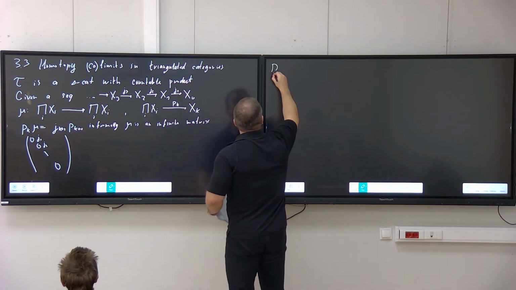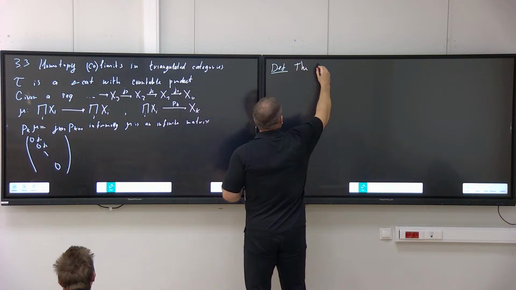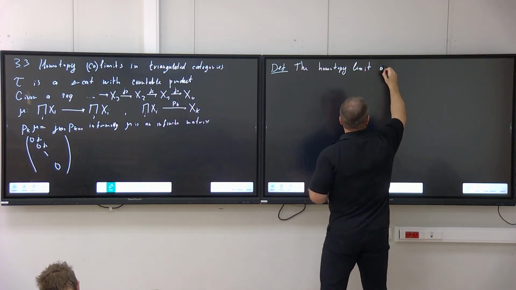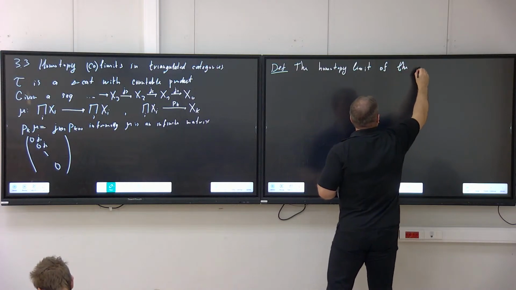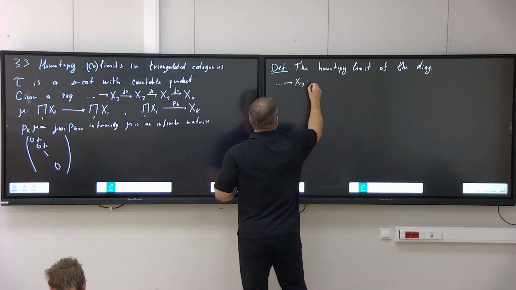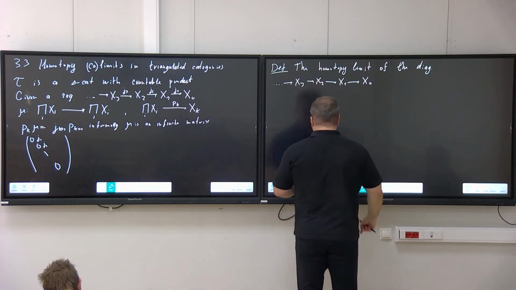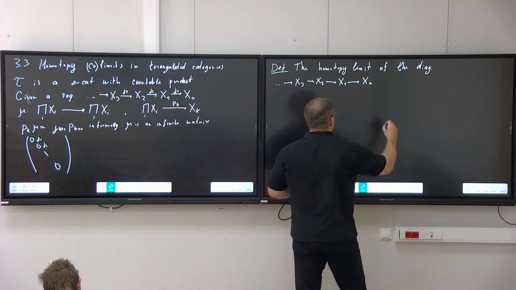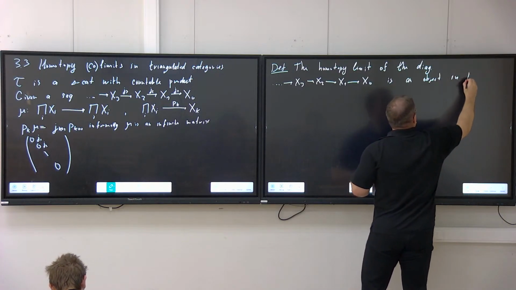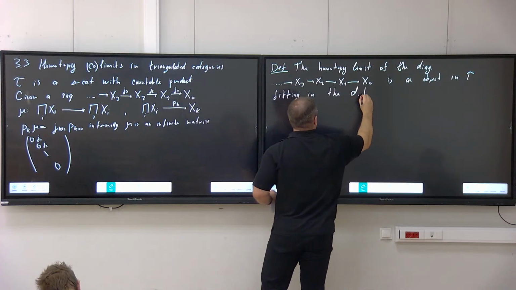Okay, so then the definition of the homotopy limit of the diagram that we had before, x3, x2, x1, x0, is an object in T fitting in the distinguished triangle like this.